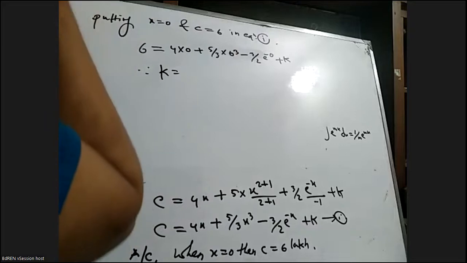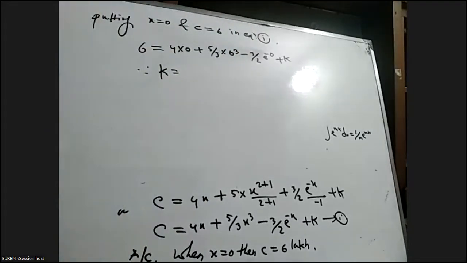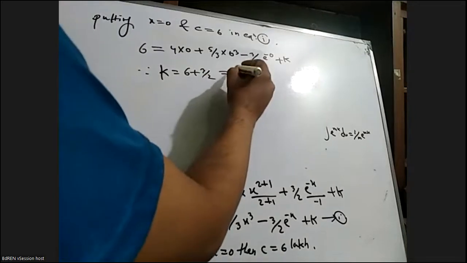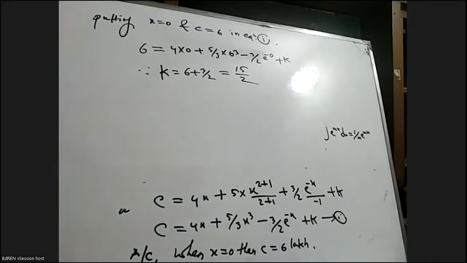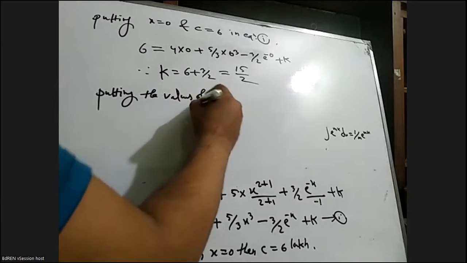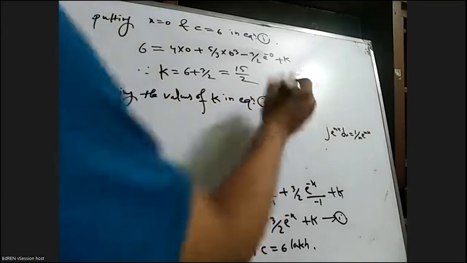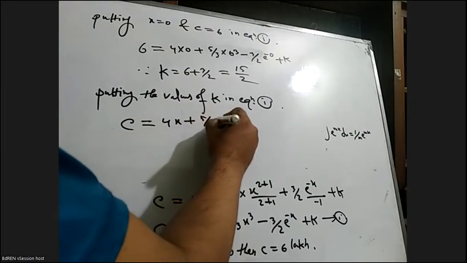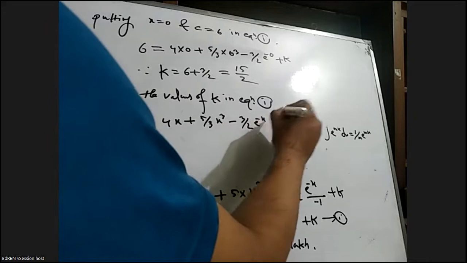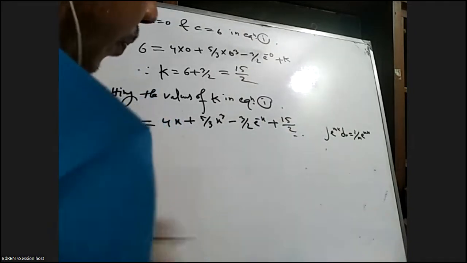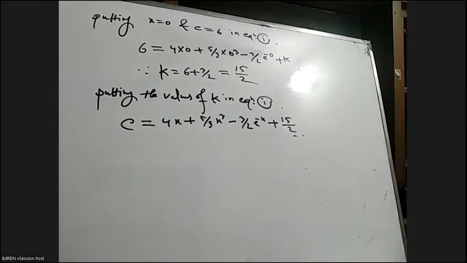Here this will be 0, this will be 0, but e to the power 0 means 1. So we get only 6 plus 3 by 2, that means 15 by 2. So k equals 15 by 2. Now, putting the value of k in equation 1, we get the total cost: 4x plus 5 by 3 x cube minus 3 by 2 e to the power minus x plus 15 by 2. This is the required total cost.